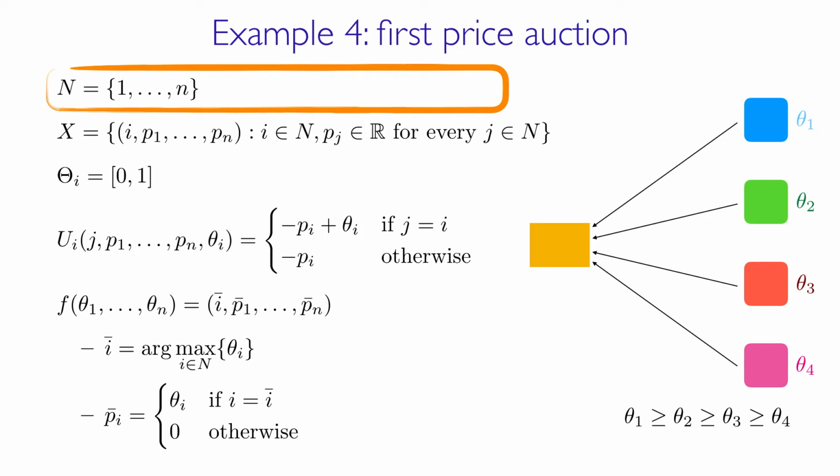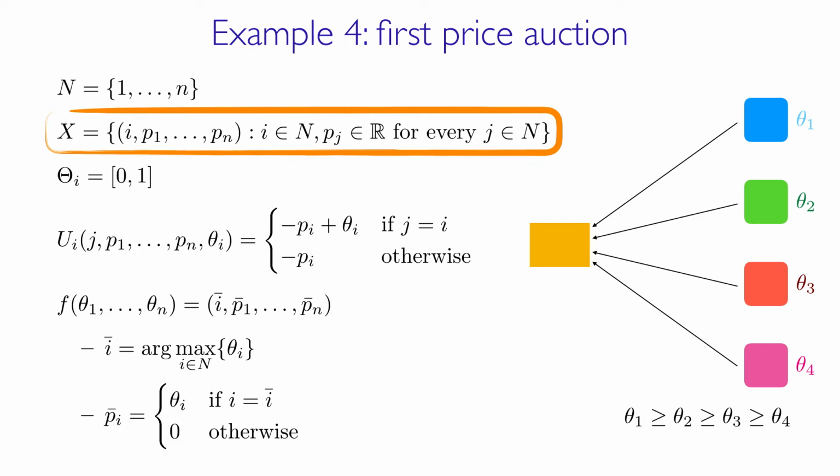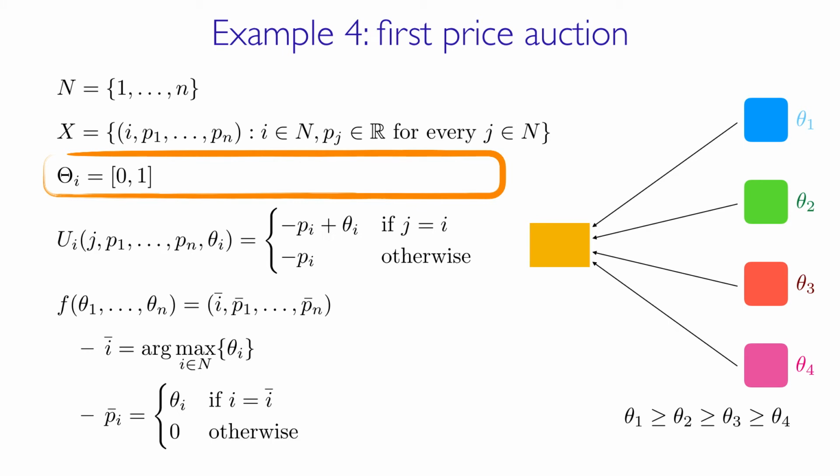Here another example. The set of players is the same. The space of outcomes is more structured than before. Each outcome specifies a player that corresponds to the winner of the item and n values denoted with p. These values are payments. A positive payment means that the player must give money to the auctioneer. The space of types is as before. As well, suppose that the same ordering over the types of the players holds even here.